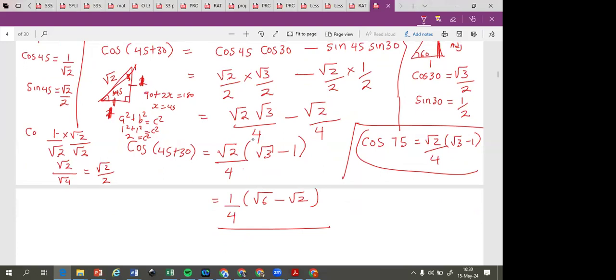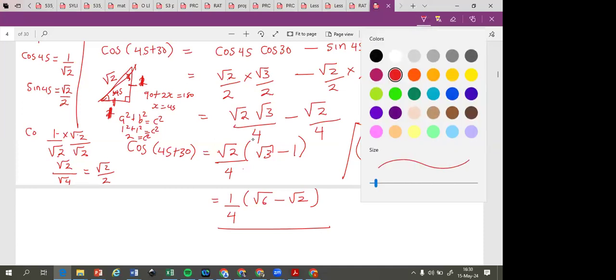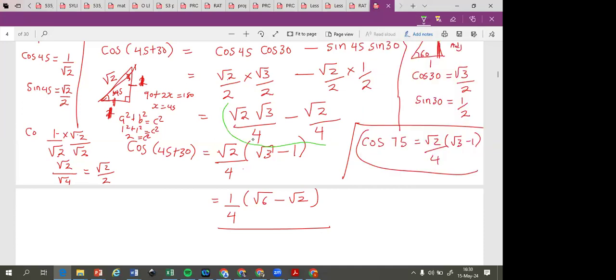Are we done with that expression of root 2 over 4 times root 3 minus 1? How did we get that 1? Are you seeing this part here? Let me put it in green. Are you noticing that here we have root 2, and here we have root 2? So it is a common factor, and that's why we pulled it out. When we pull it out, here we remain with the root of 3, and here we remain with the 1.